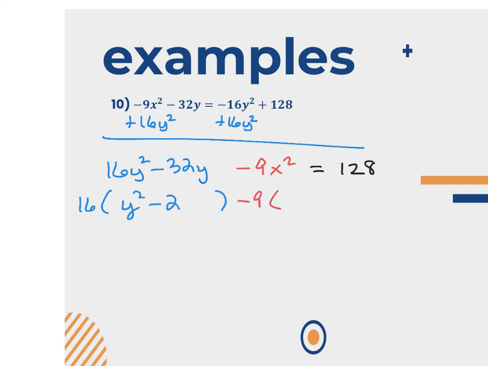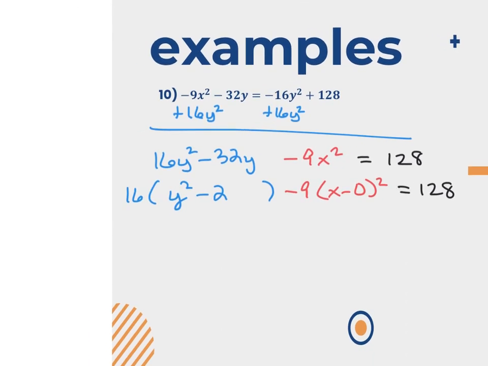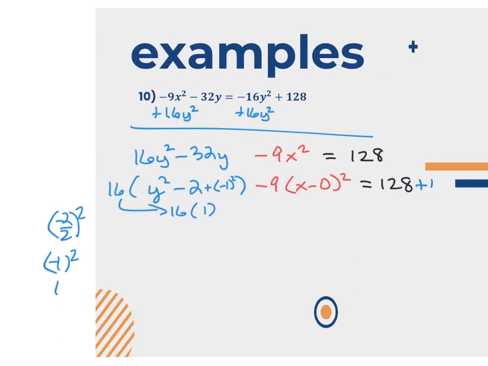For here, I can turn this into x minus 0 squared equals 128. Take the b term here, divide it by 2, and square it. Get positive 1. So in here I'm going to put plus negative 1 squared. But over here I have to remember to multiply it by 16. So I'm going to add 16. This side becomes 144. The blue will factor into y minus 1 squared.